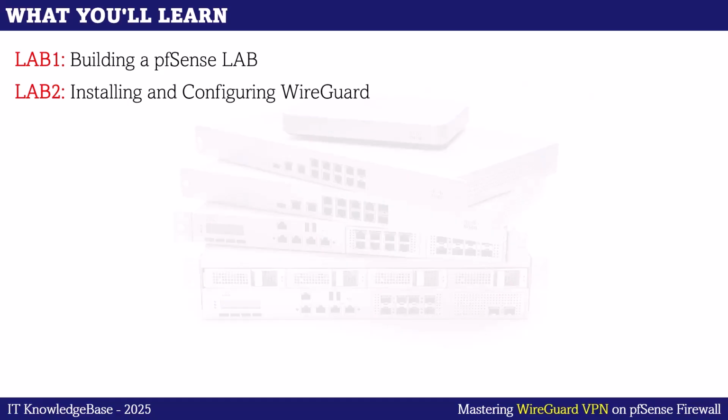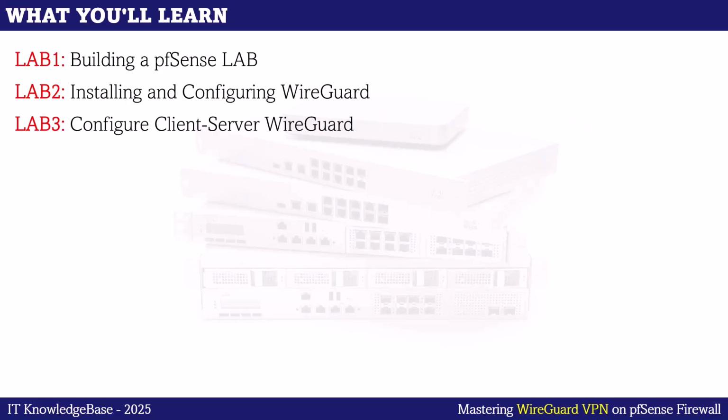Number 2 is installing and configuring WireGuard. We'll dive into the installation and configuration of WireGuard on pfSense firewall. WireGuard is renowned for its simplicity, speed, and security. In this lab, we'll discover how to seamlessly install WireGuard and configure it to meet your network's specific needs. You'll gain hands-on experience with essential settings and learn best practices for a secure setup.